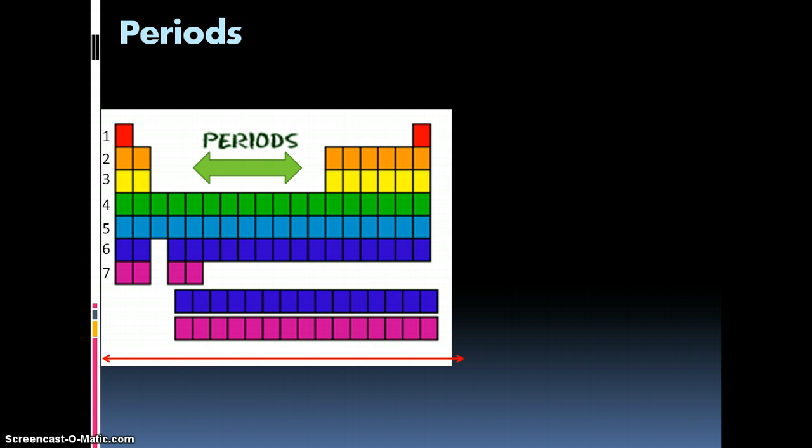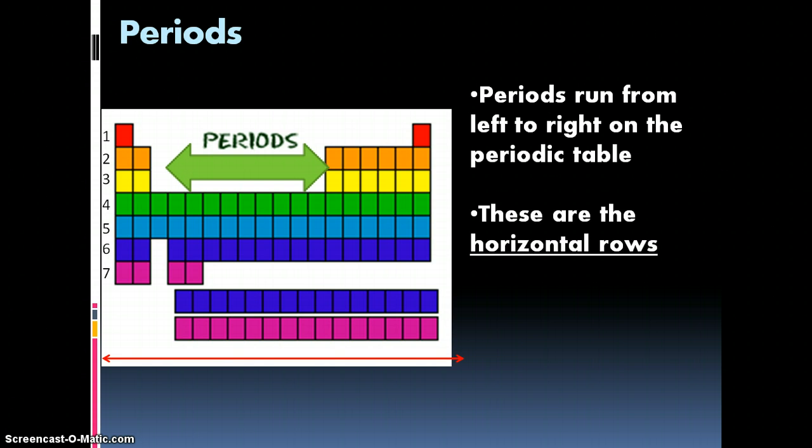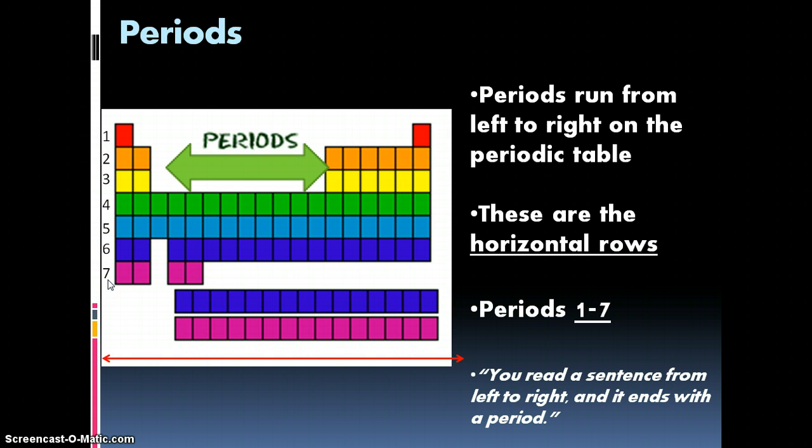Let's talk about periods. The periods run from left to right on the periodic table. These are the horizontal rows, and they run from periods 1 to 7, as you can see on the left-hand side of the periodic table. Easy way to remember: you read a sentence from left to right, and every sentence ends with a period. That's how you remember it goes from left to right.